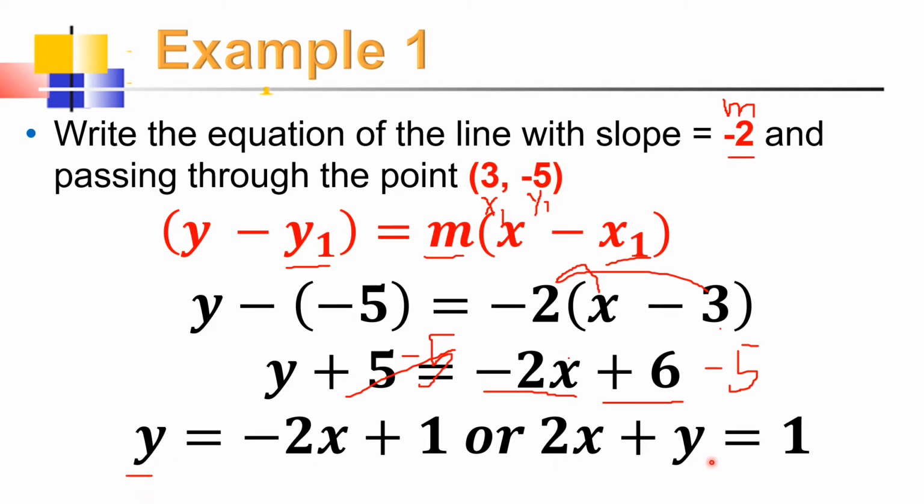Or in general form, ax plus by is equal to c, if you want that to be your equation, that is possible. Just transpose this negative 2x to the left side. That's why we have 2x plus y is equal to 1. Okay?